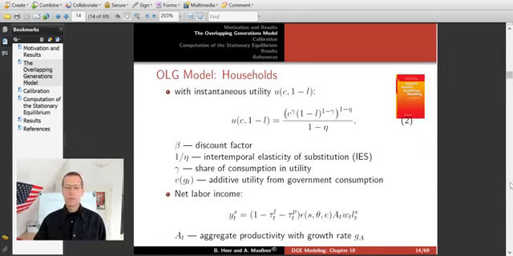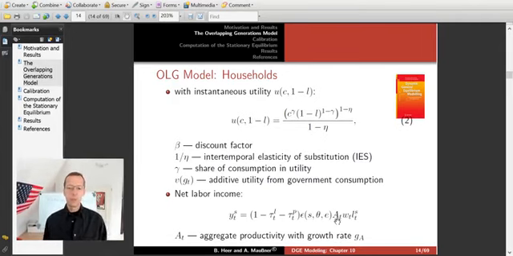Now we have a couple of components here. A_t, which is aggregate productivity, grows at an exogenous rate g_A, and it's set to the growth rate in the economy. So in the United States over the last 20, 30, 40 years, 2% is a reasonable value for the economic growth rate.